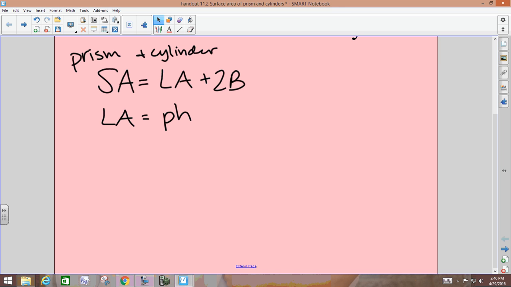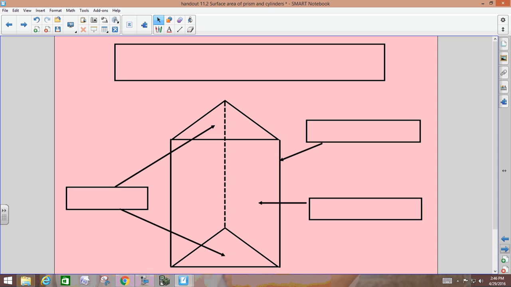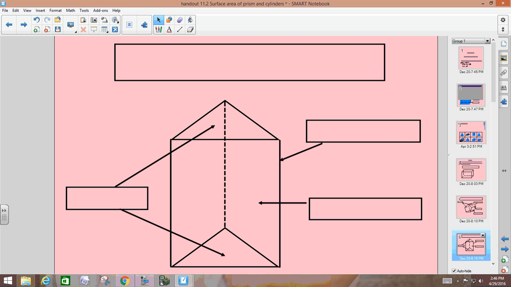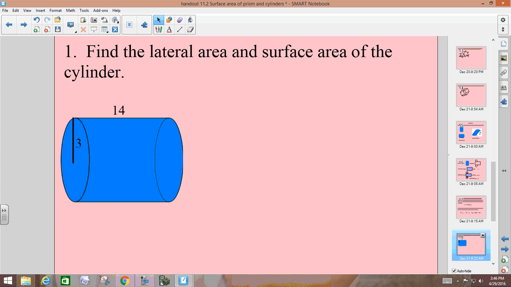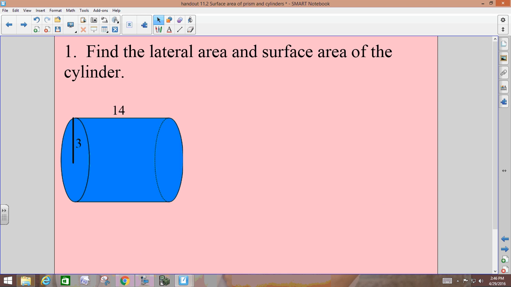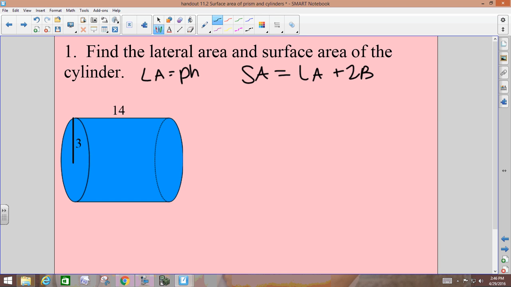So you're on to the first example, because there's not a first example on that first side. Number 1 here says find lateral area and surface area of the cylinder. The radius is 3. It's hard to read because of the colored cylinder there. So at the top of your notes, put your 2 formulas. Lateral area is perimeter times height. Surface area is the lateral area plus 2 bases.